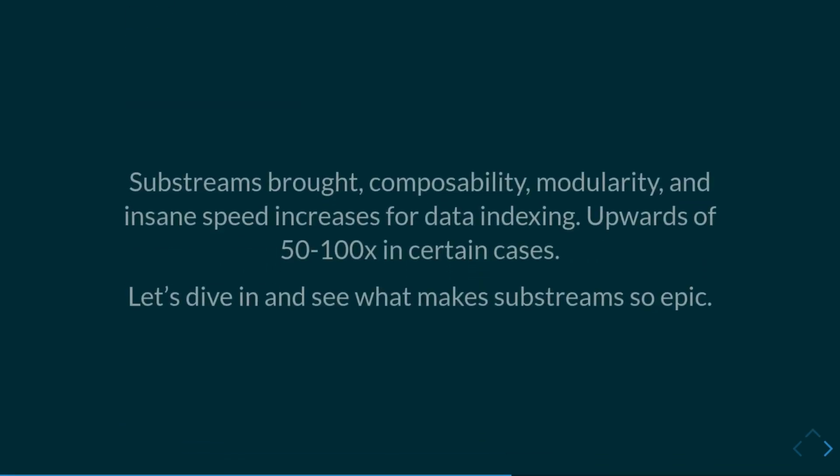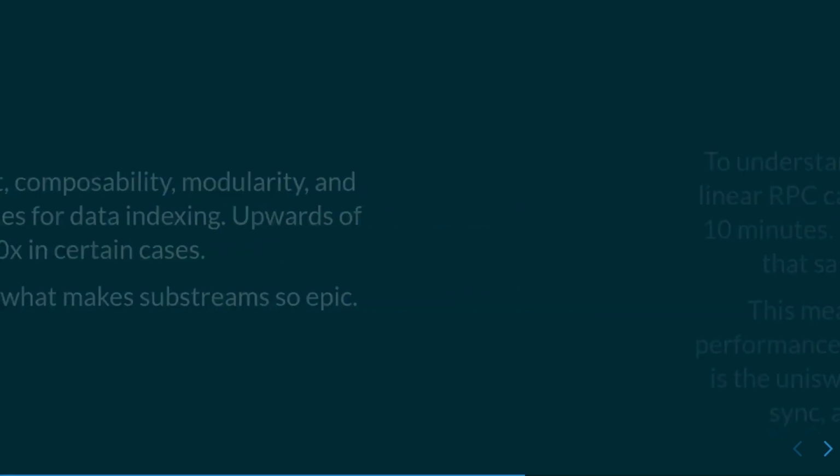So Substreams brought with them a number of interesting things. They brought composability, modularity, and insane speed increases for data indexing, upwards of 50 to 100x in certain cases. If we want to give an example of how insane 50 to 100x is, let's assume that your commute takes 10 minutes to get to work. It's not like a super long time. If we were to 100x your commute speed, that same commute that took 10 minutes would take 6 seconds. And that is a crazy speed up. And so let's dive in and see what makes Substreams so epic.